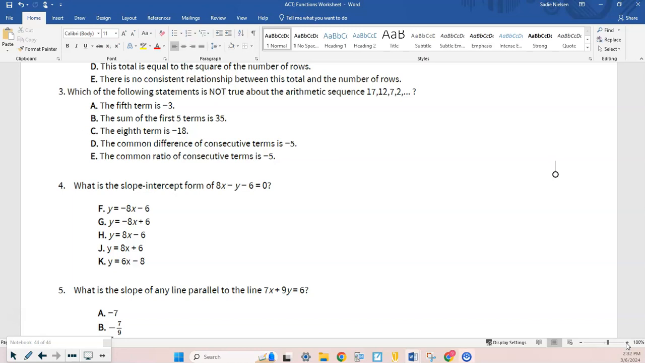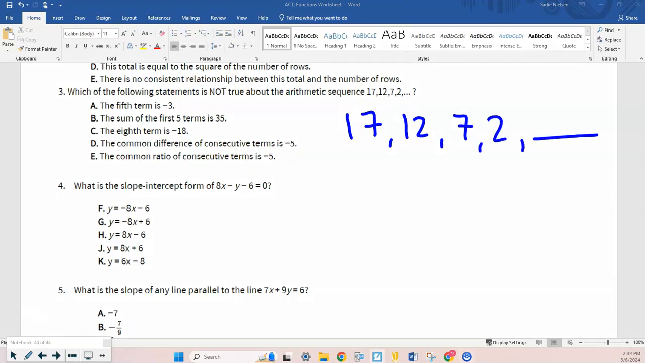Okay, number 3. Which of the following statements is not true? This one's kind of like the last one. Which of the following statements is not true about the arithmetic sequence 17, 12, 7, 2? Okay, so I'm gonna write this out so it's just a little bit neater. I feel like it's a little bit hard to see squished in there.